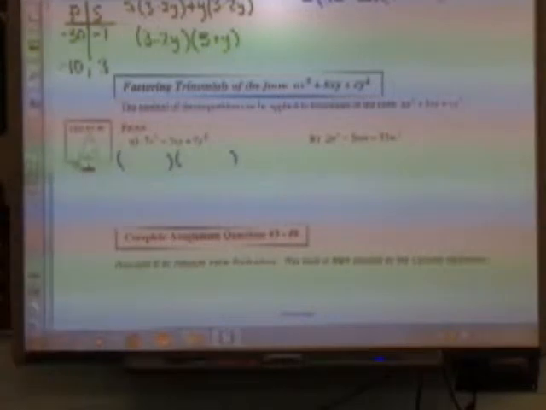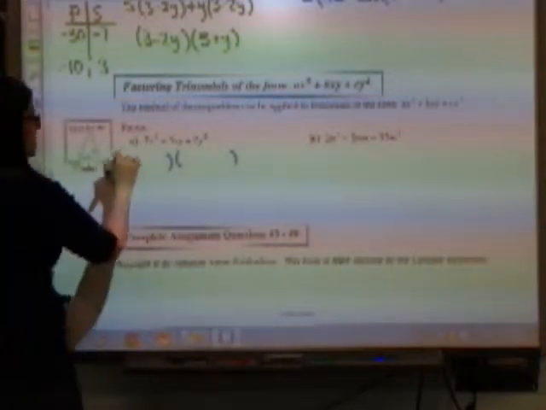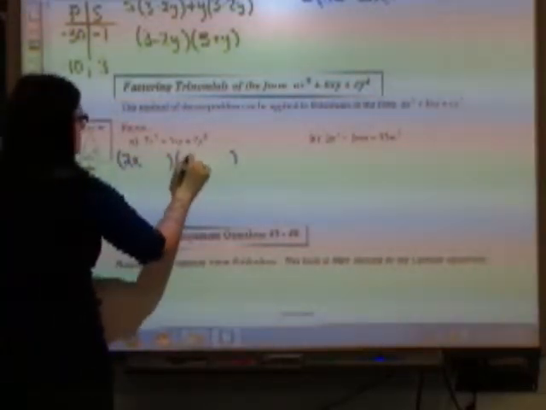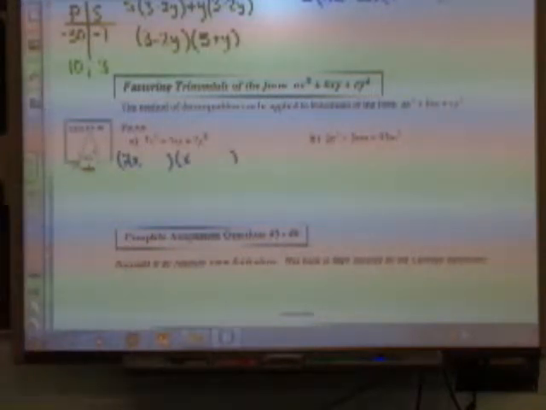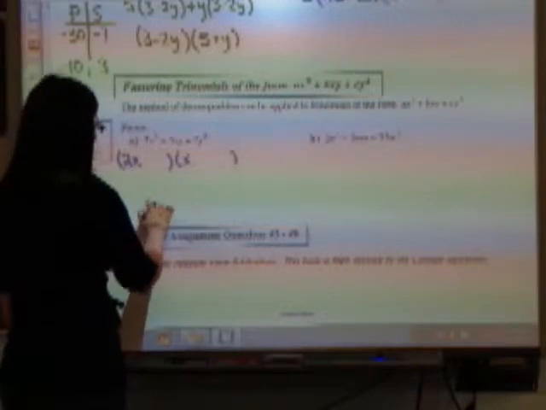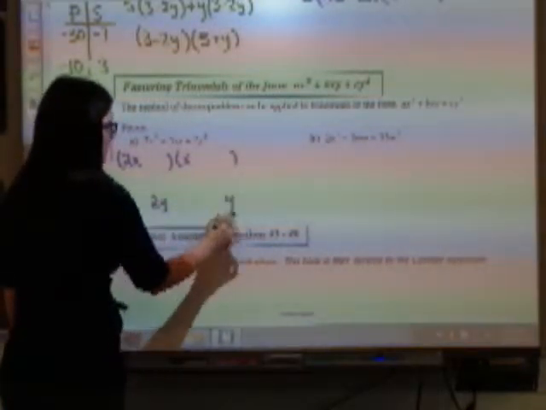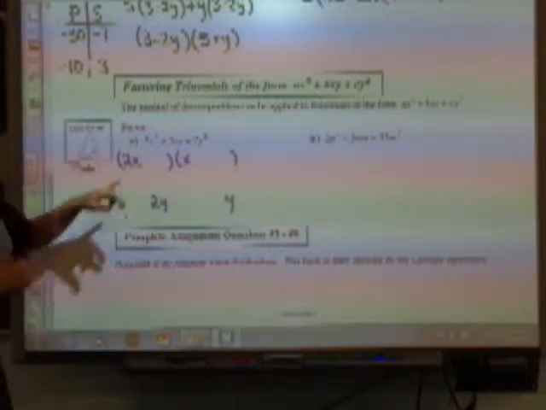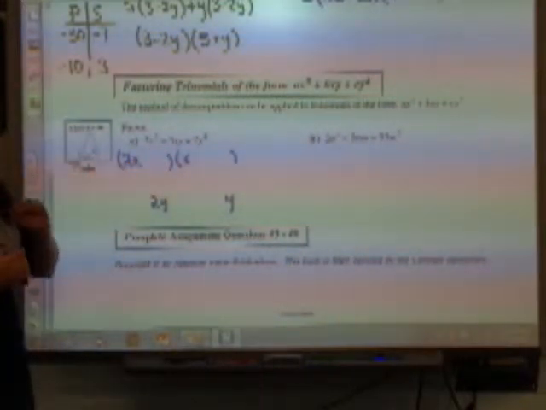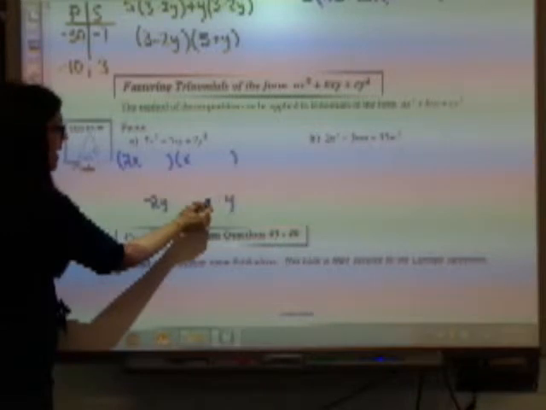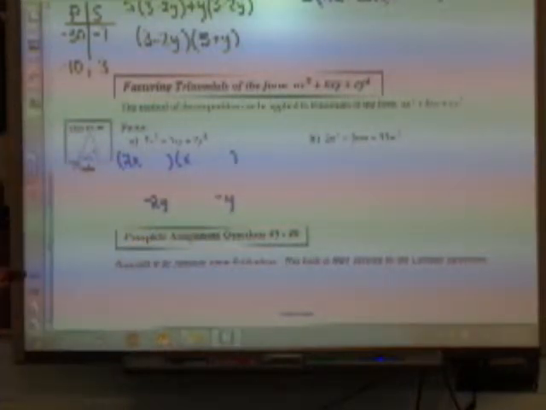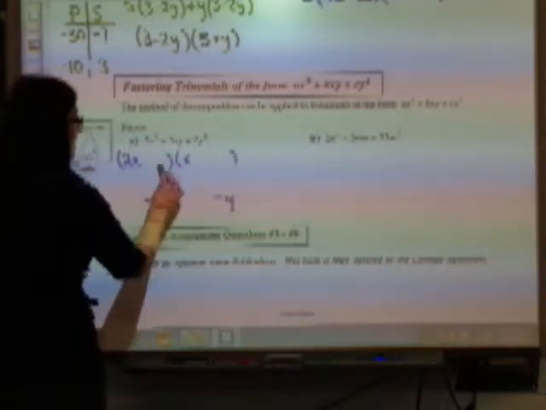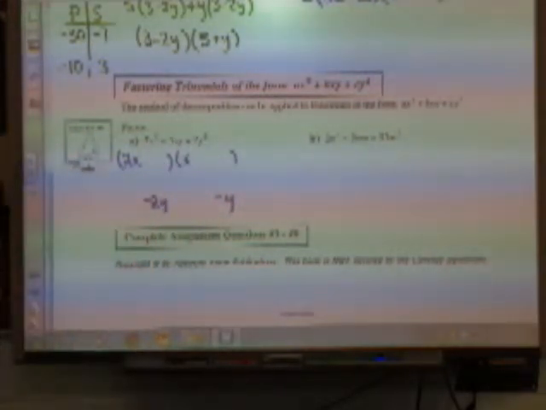my inspection. The only way I'm going to get a 2x squared is 2x and x. The only way I'm going to get a 2y squared is I have to have a 2y and a y. And the only thing I need to now determine, because this is positive and this is negative, these both have to be negative, but where do I put them? I have to put them in such a way that when I go outside and inside, I'm going to get a 5 in the middle.